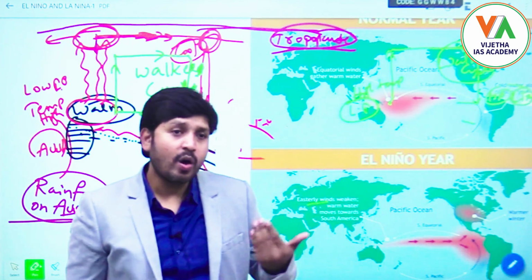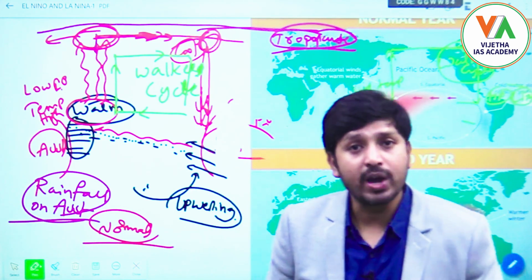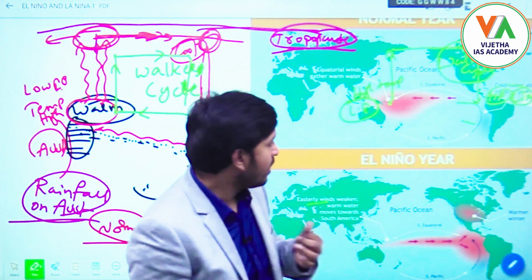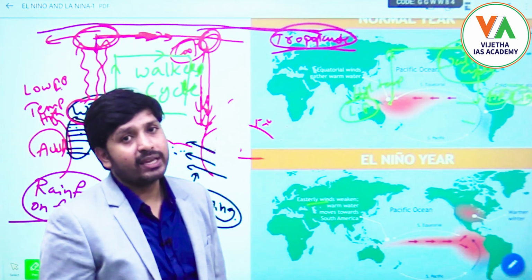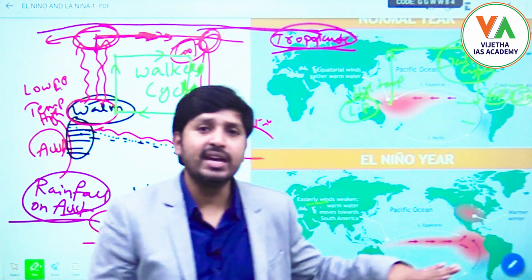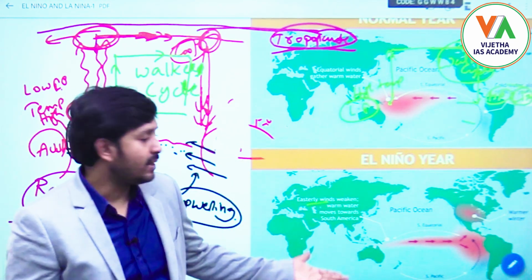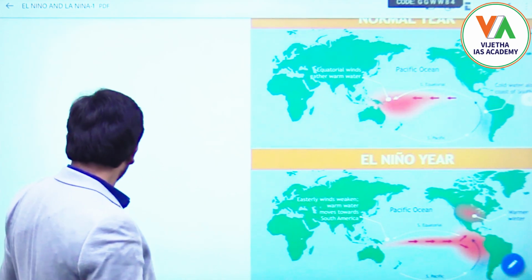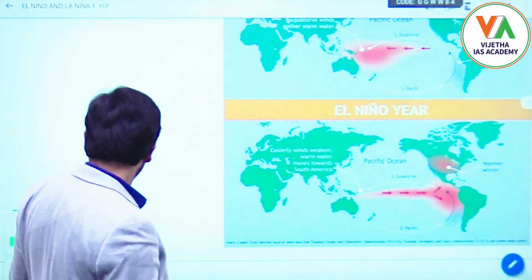where the reversal of this Walker cycle will occur. This reversal of the Walker cycle takes place generally after 7 or 8 years on average. Let us see what will happen during this reversal of the Walker cycle, which is called the El Niño year. Whatever the normal conditions are, those normal conditions will be reversed during a particular year. That year is called the El Niño year. Let us see how these things are reversed, and what major things take place during this reversal.